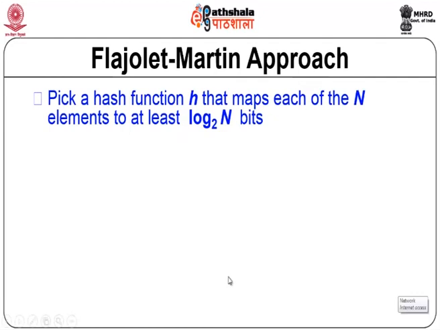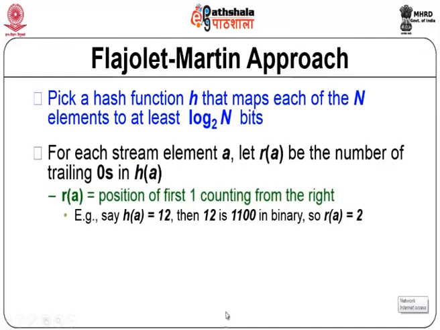One important algorithm which is used for counting distinct elements from a given data stream is the Flajolet-Martin approach. In the Flajolet-Martin approach, you will have to define a hash function h that maps each of the n elements to at least log n to the base 2 number of bits. In other words, you take all the elements which have been seen so far and map them to a specific binary array.